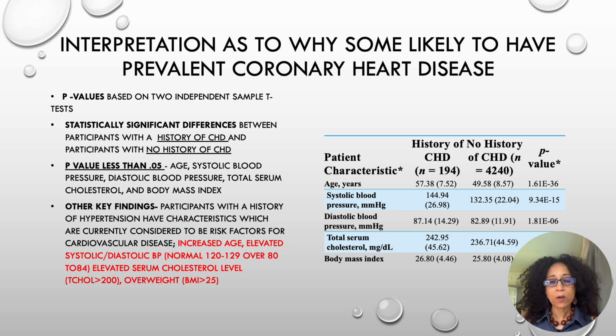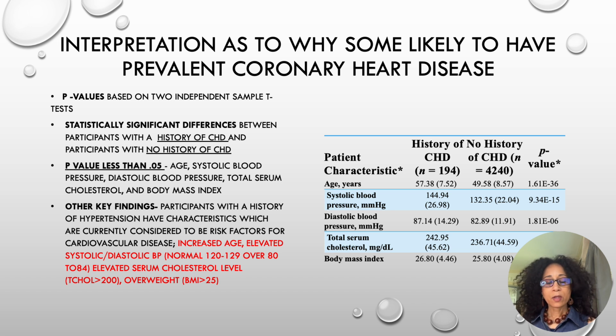For example, increased age. If you look at the age of 57, when there's increased age, it makes sense that there is significance in that. As we know, women, when they are menopausal, are going to have more incidence of coronary heart disease. Also, looking at elevated systolic and diastolic blood pressure, we now know today, when you look at those values, you see them increase. Systolic and diastolic blood pressure increase with a history of coronary heart disease.